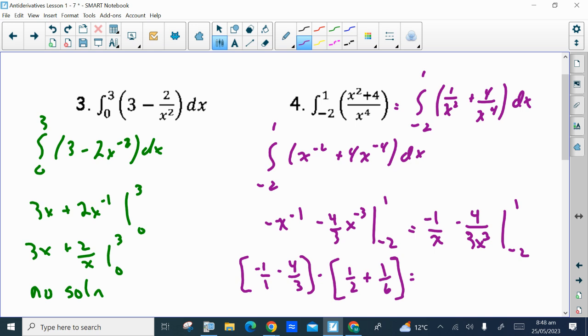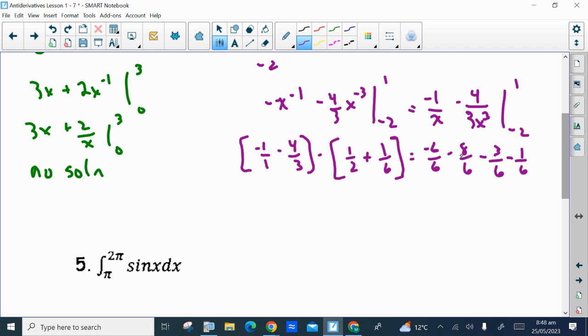So to add these together, our common denominator will be 6. So -1 over 1 will be -6 over 6, minus 8 over 6, minus 3 over 6, minus 1 over 6. So -6, take away 8 is -14, -17, -18 over 6, which is -3. So there's the value of that definite integral.